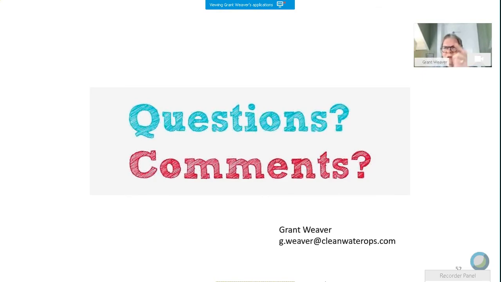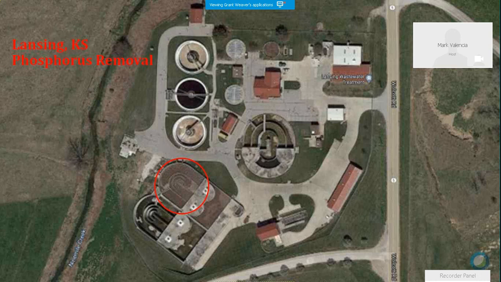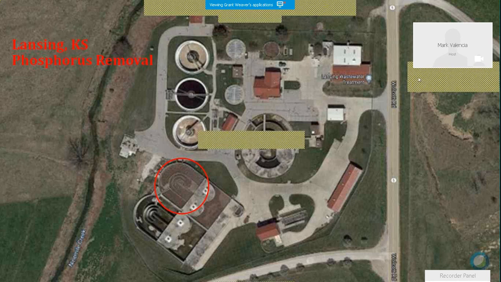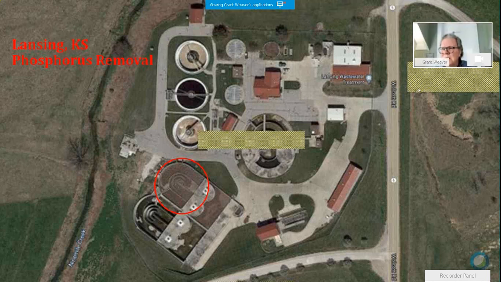I saw a question came in, but I'll tell you, I'm not able to talk and read at the same time. So, what was that comment? I'll jump in. What parameters such as ORP readings should operators try to maintain in the anoxic zone compared to the anaerobic zone? All right. Getting my little tools here. Bear with me. All right.